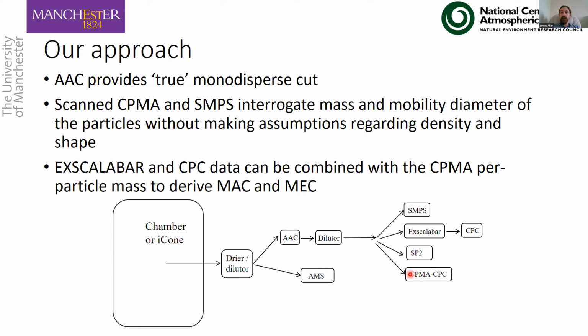Then that can give us the peak in the mass distribution, so it gives us the average mass per particle for this cut. The SMPS gives us our mobility diameter, which if the particles are spherical, which is an if, that will give us the physical diameter. And then we've got Excalibur measuring the optical properties with the CPC, so we can get the per particle optical properties, and an SP2 gives us per particle black carbon concentration.